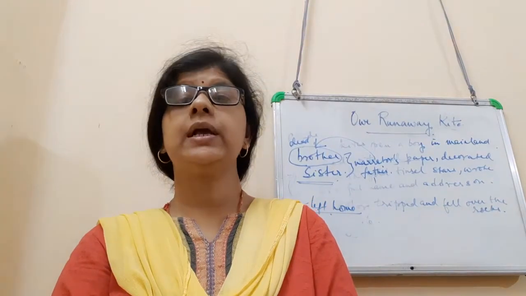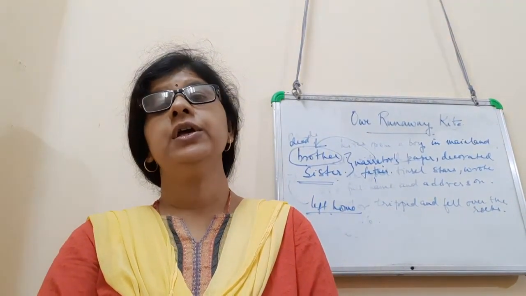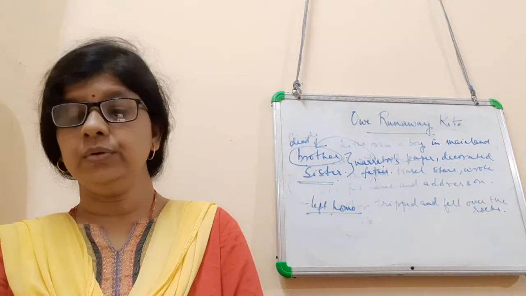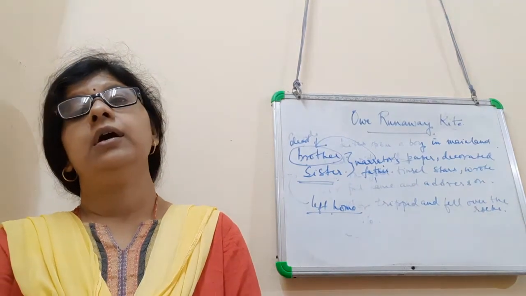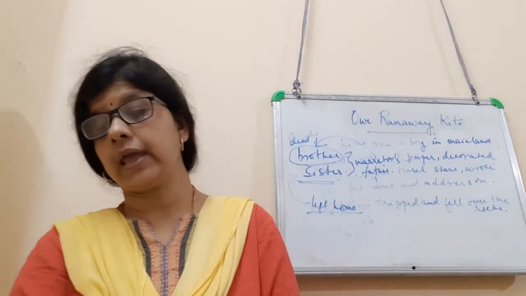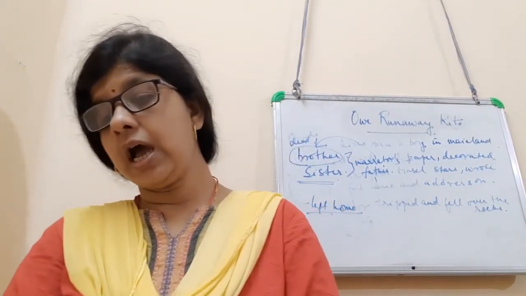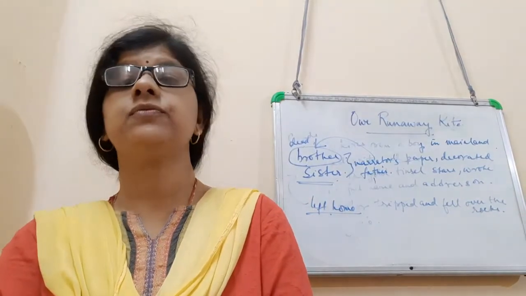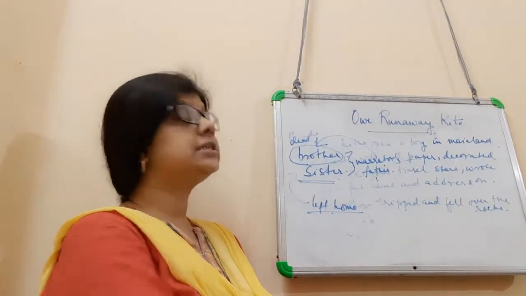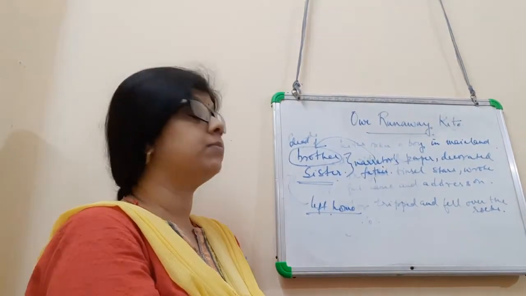So with this we come to the end of unit 3. Like unit 1 and 2, here also I have given some questions. The first question is, how was the narrator's father separated from his family?